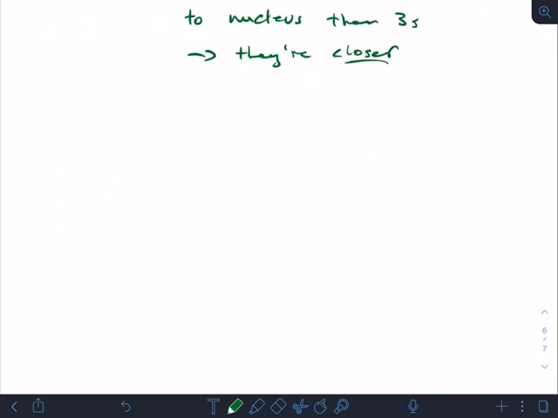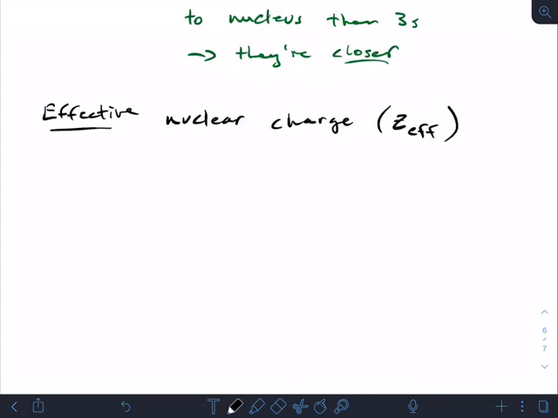Okay? So what this is all leading to is a thing that is referred to as effective nuclear charge. And that's the important part, the effective part. So there's an attraction between the nucleus and the outer electrons. But how good is that attraction? Because we have to account for this shielding effect. So we're referring to the effective attraction of the nucleus. And we call this Zeffective. Okay? So Zeffective. And we have a way to calculate it.